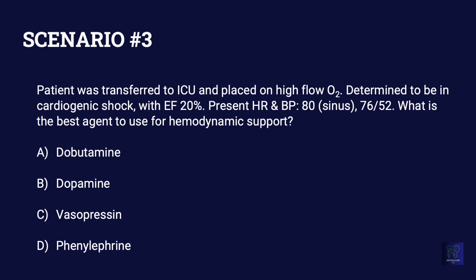So you don't want to use vasopressin or phenylephrine here. Increasing afterload without providing inotropy is not good. So C and D are ruled out. Between dobutamine and dopamine, I would pick dopamine. Why? Because the patient has low blood pressure already, and if we start dobutamine without providing concomitant levophed or norepinephrine, there is a high chance that blood pressure is going to further drop. So while dobutamine is not necessarily a wrong option here, dopamine would be more appropriate.